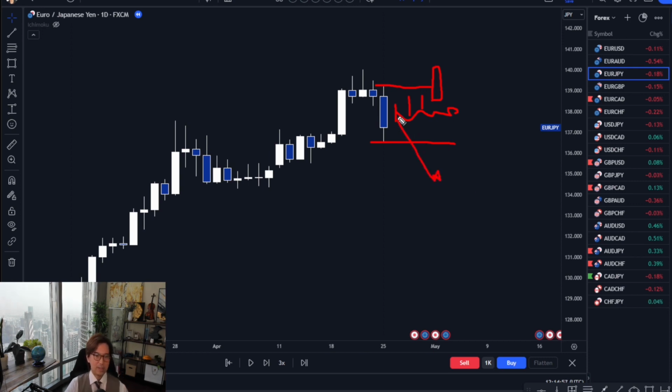So when you see the candlesticks one by one, please be able to identify exactly which pattern it is and potentially read the future market direction. Okay, so let's move on to the next.